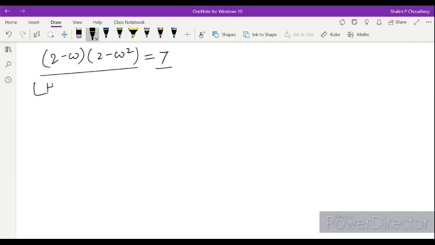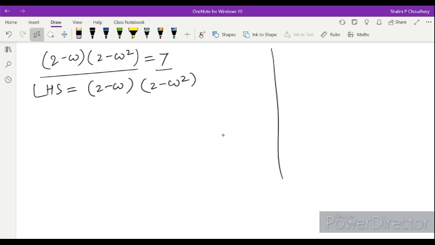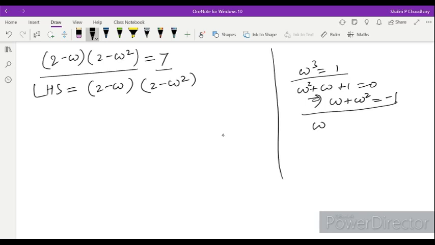First of all, we'll take LHS, that is equal to (2 minus omega) into (2 minus omega square). There are some properties that we have done in our last class. Omega cube is equal to 1, and 1 plus omega plus omega square is equal to 0. That means omega plus omega square will be equal to minus 1. And omega will be equal to 1 upon omega square, and omega square will be equal to 1 upon omega. These things we can use directly.